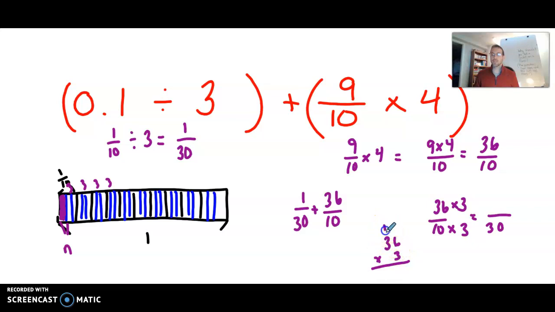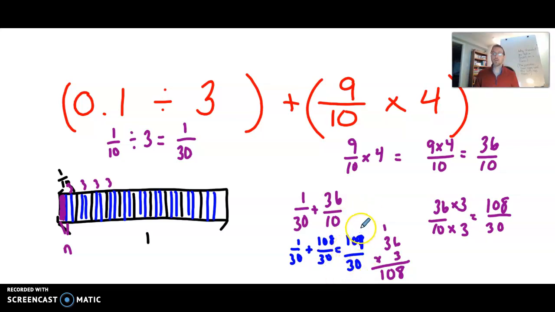3 times 6 is 18. Have to bundle the 1. 3 times 3 is 9, plus 1 is 10. 108. I'm going to rewrite this once more as 1/30th plus 108/30ths. That gives us 109/30ths. And that technically is correct.